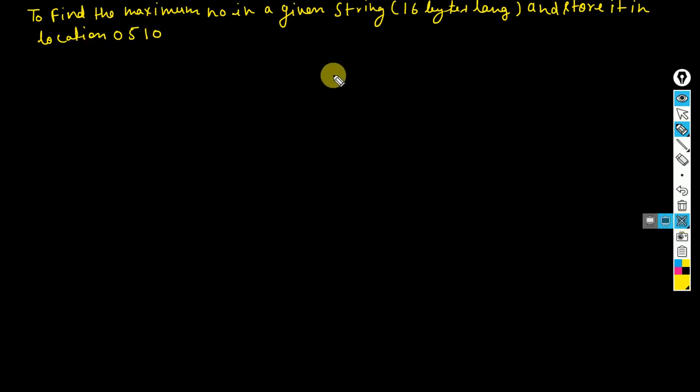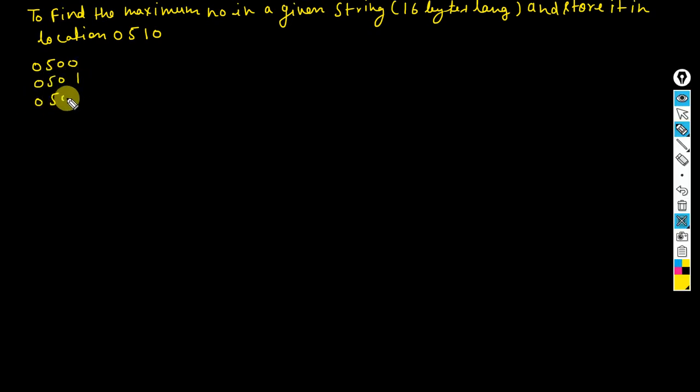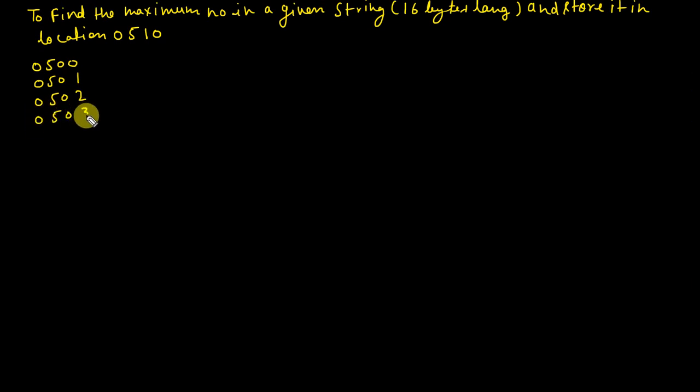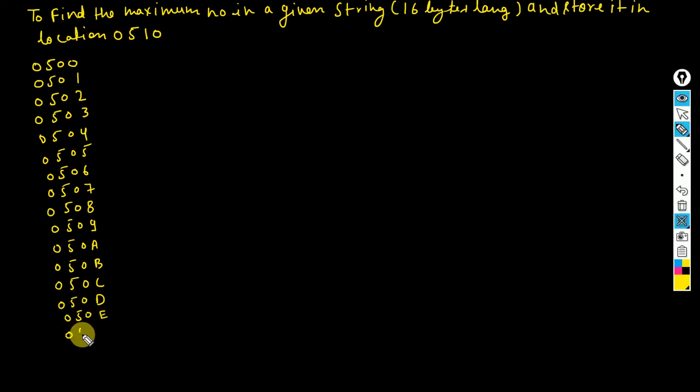Okay, in this problem we have a 16 byte long string, starting with address 0500, 0501, 0502, 0503, 0504, 0505, 0506, 0507, 0508, 0509, 050A, 050B, 050C, 050D, 050E, 050F. This is your 16 byte long string.